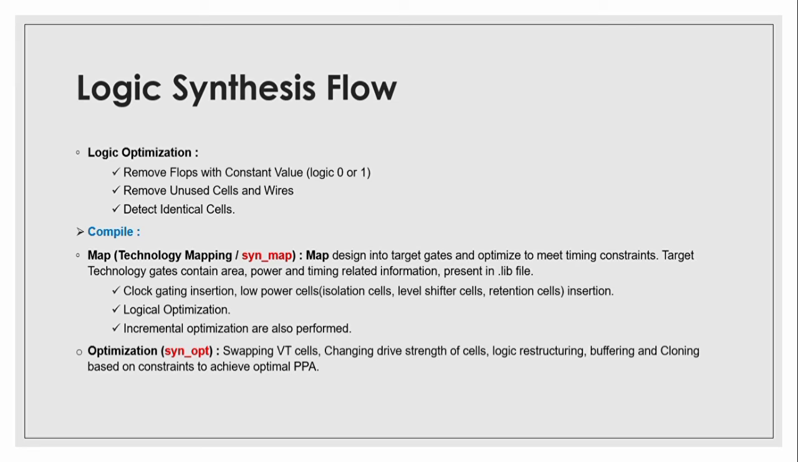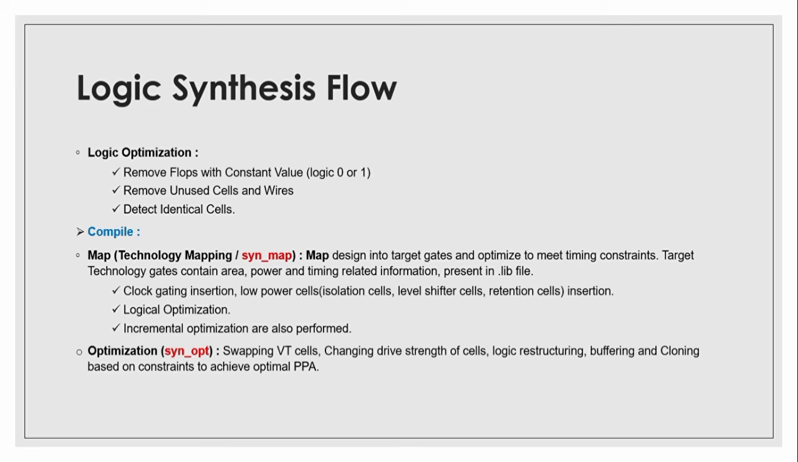Just as an example, to make both identified separately, we make them unique. Otherwise, if we apply constraints, both won't get proper constraints. That's why we need unique instances or cells. That's why during logic optimization, the tool also detects identical cells and automatically throws an error if it finds any identical cells in the design.